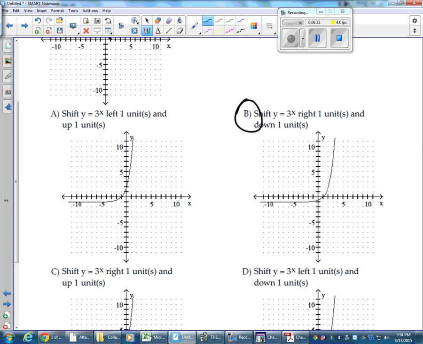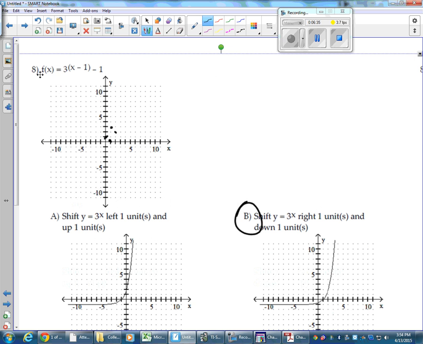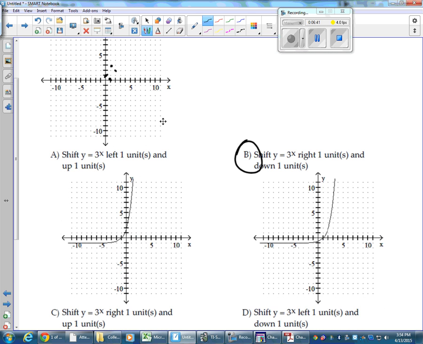Up here in the exponent is left and right change, and it's always the opposite. If it's minus 1, you're going right 1. And out here is down 1, so that's how we get our answer for number 8.